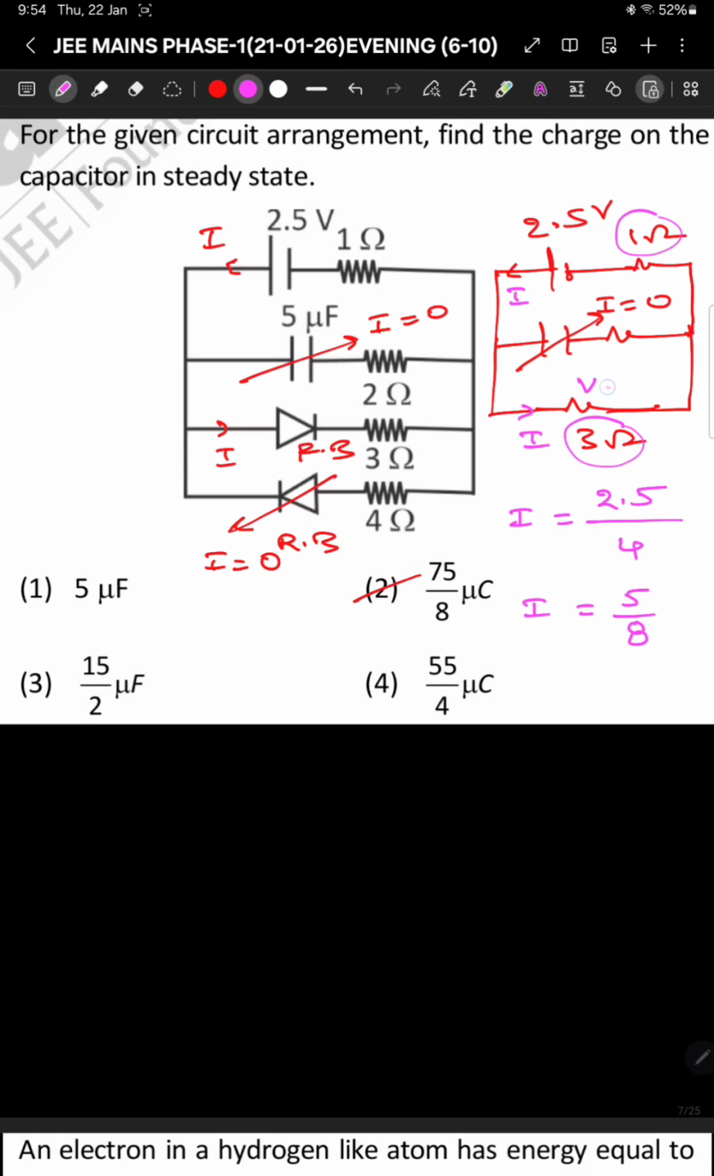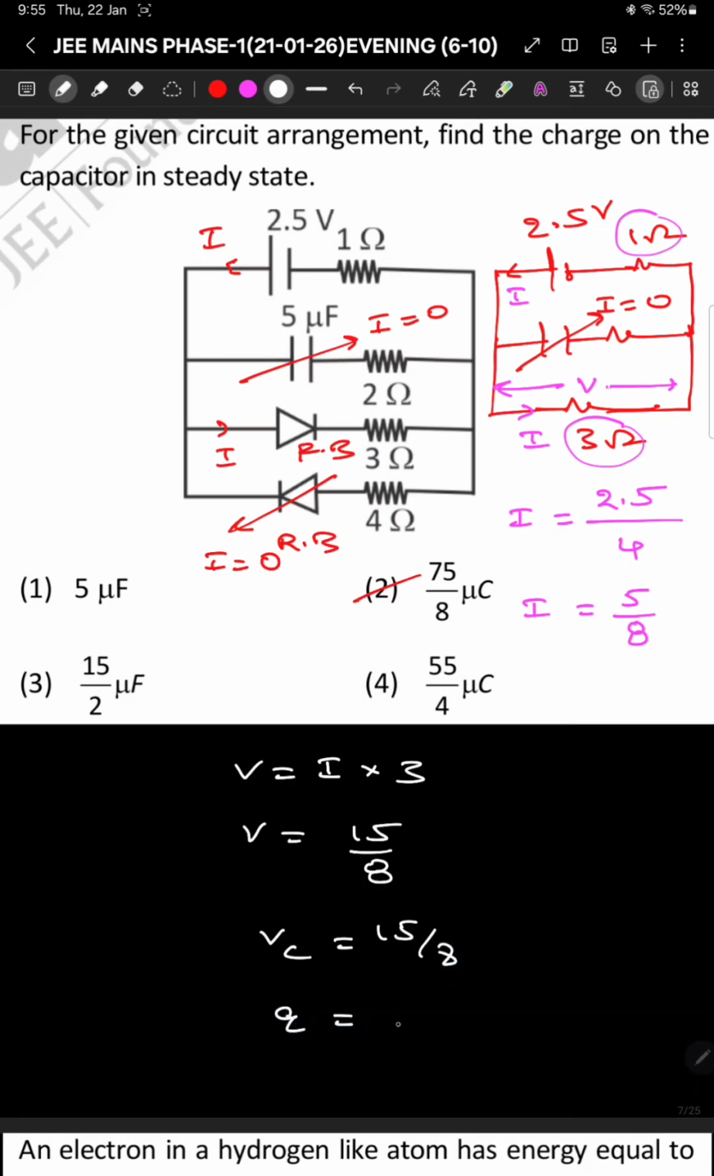Now I can find the voltage across this resistor. V equals current times resistance 3, so we get V as 15 by 8. This voltage will be equal to the voltage of the capacitor because both are in parallel. So the voltage of the capacitor equals 15 by 8. The charge on the capacitor is Q equals C times Vc. The capacitance is given as 5 micro, and Vc is 15 by 8. Simplify this to find the charge value. Let's go to the next one.